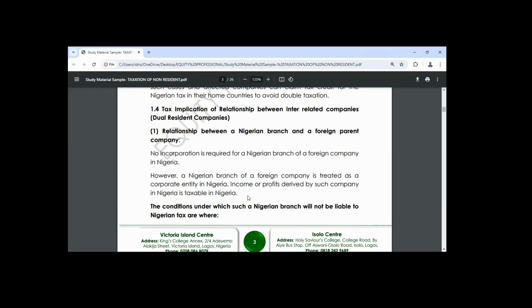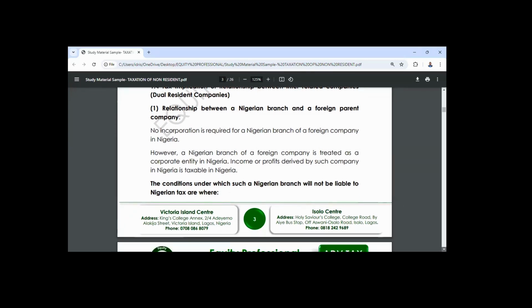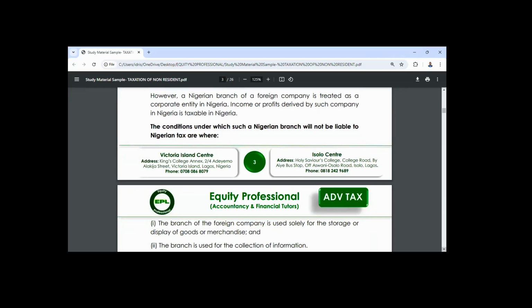However, there are some conditions under which a Nigeria branch's profit will not be liable to tax in Nigeria. There are some conditions under which the branch of a foreign company in Nigeria will not be liable to tax in Nigeria. What are the conditions? When that branch is used solely for storage or display of goods.